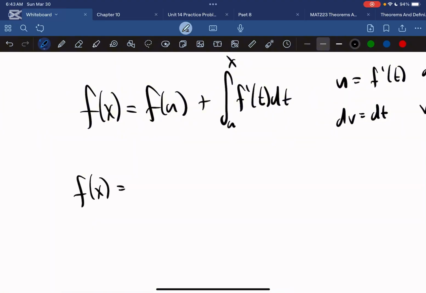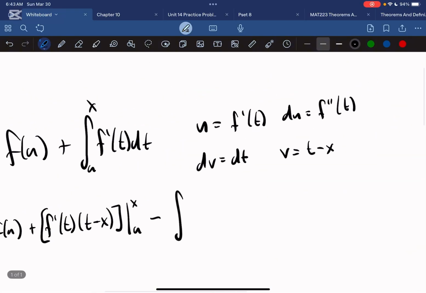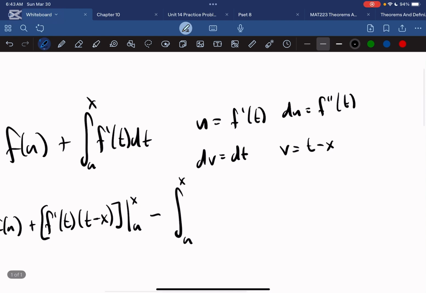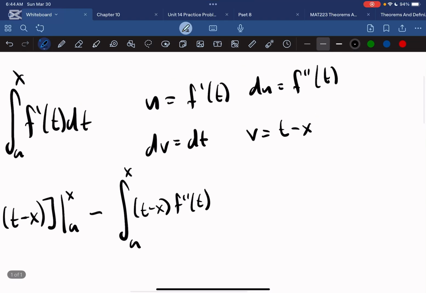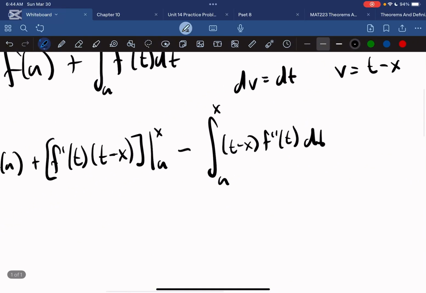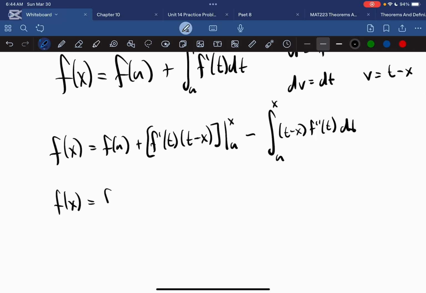So then we have f at x is equal to f at a plus our u times our v, but these are evaluated at the bounds a to x, and we subtract our integral from a to x of t minus x times du, so f double prime at t. Sorry, I'm bugging out right now. Okay, there we go. And now let's expand this out just a little bit, and we can see something cool.